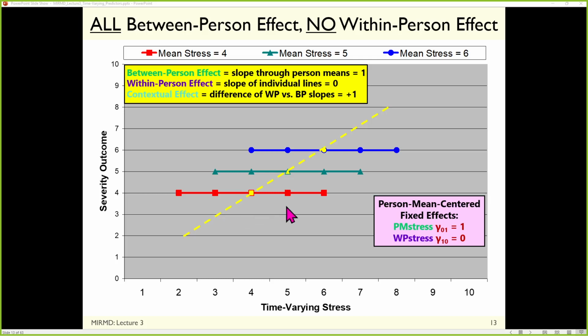But it would be a bummer, because that means basically you got the same answer whether you measure them once or 5 times. Arguably, the person mean is more reliable than a single measurement, so you'd get a better estimate of the relationship, but it's still, in this picture, entirely between persons.